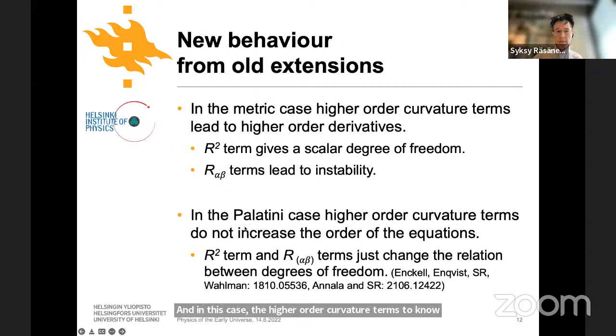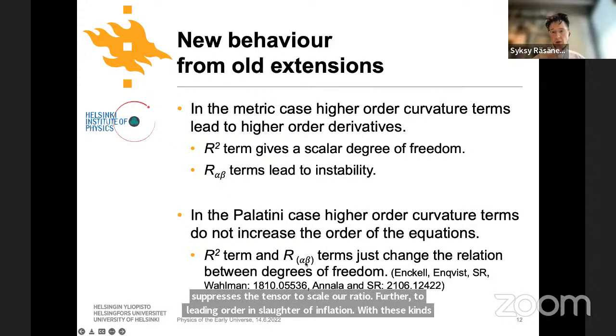So if you have an R squared term, or if you include terms that involve the symmetric part of the Ricci tensor, because in the Palatini case this Ricci tensor also has an anti-symmetric part, then this just changes the relation between the existing degrees of freedom. The R squared term just suppresses the tensor to scalar ratio further to leading order in slow roll inflation. With these kinds of terms, you can also modify the spectral index.